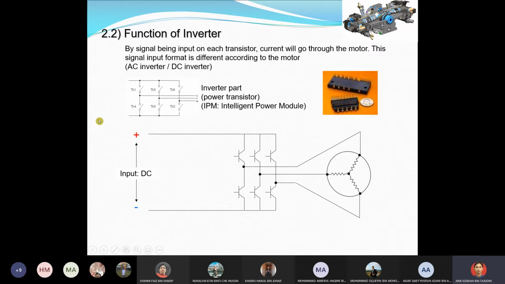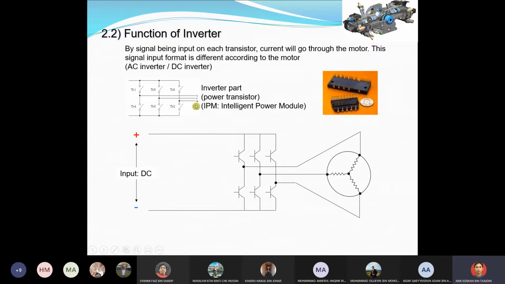So kamu dah tengok tadi the video. So how we can generate the AC signal. Okay. So by signal being input on each transistor, current will go through the motor. So this signal input format is different according to the motor. Okay, kita punya ni pun bergantung kepada motor lah. Okay, so kita ada AC inverter and DC inverter.